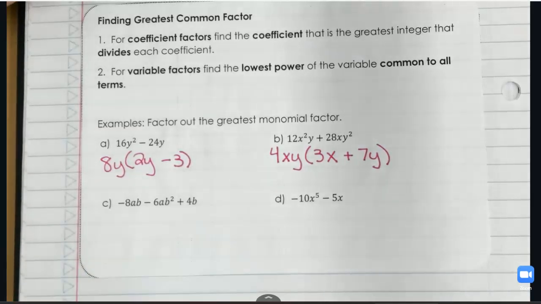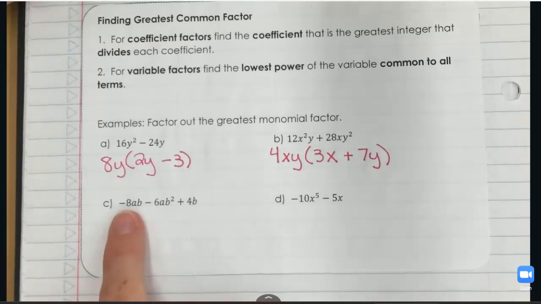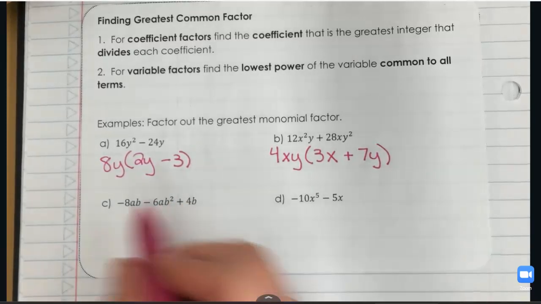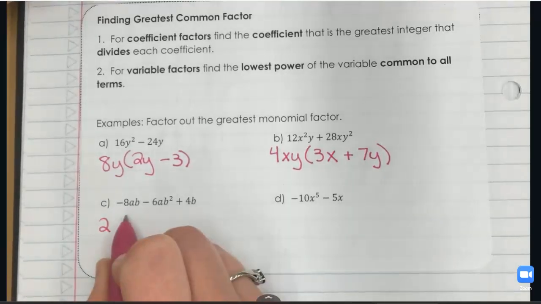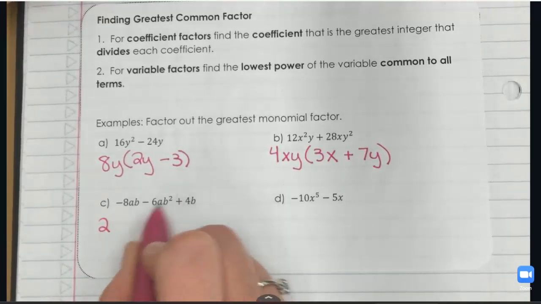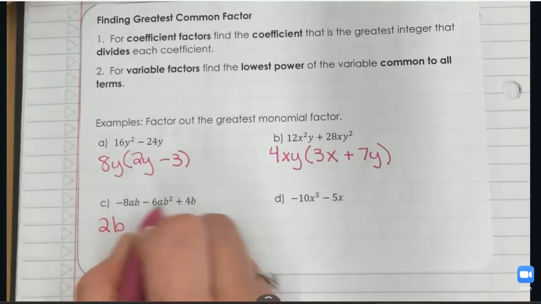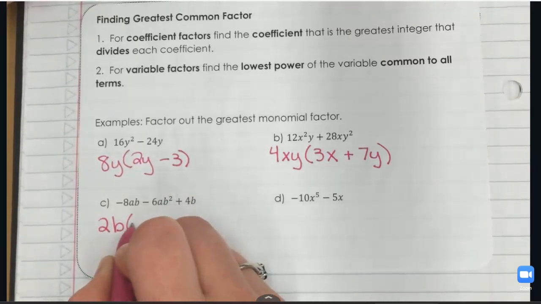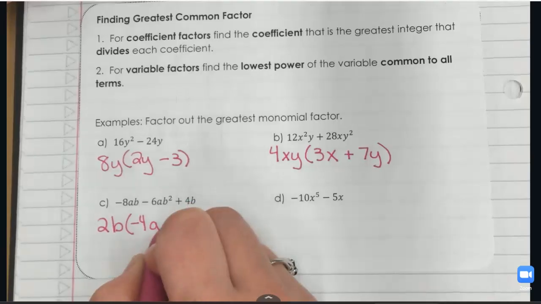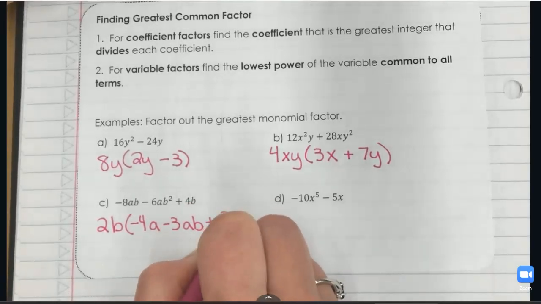Okay, on C, I have 3 terms, so anything I take out has to be a factor of all 3. So I've got -8, -6, and 4. That means I can take out a 2. And I can also take out a b. I cannot take out a because it's only in the first 2 terms, but I can take out a b to the first power because it's in all 3. So what that will leave me with on the inside is -4a minus 3ab plus 2.